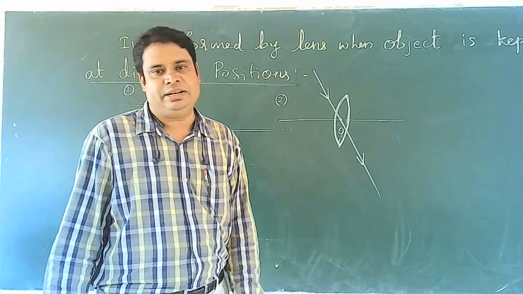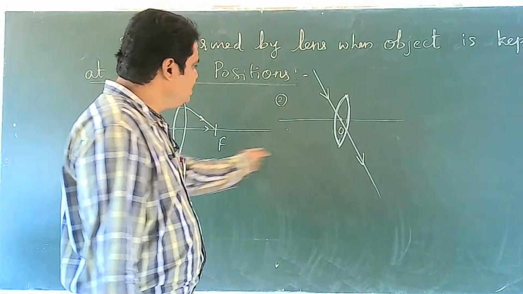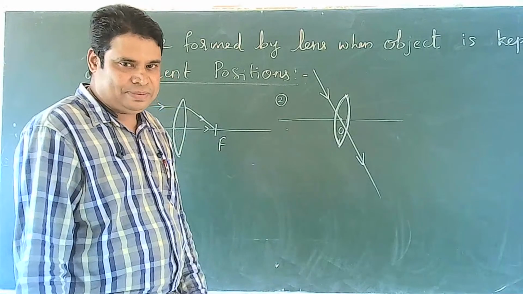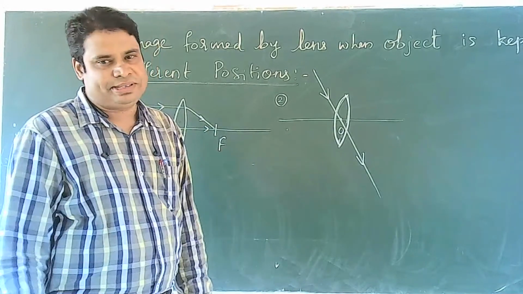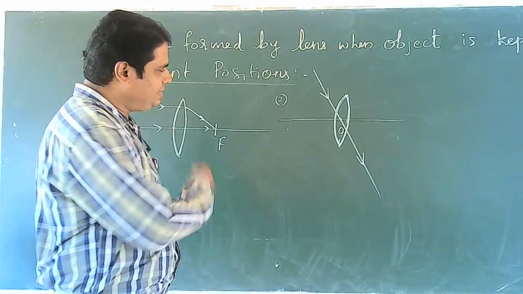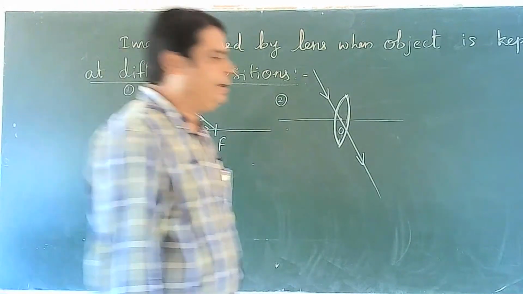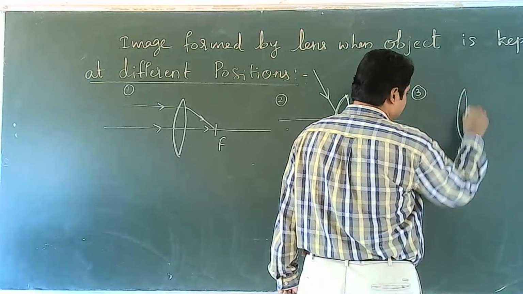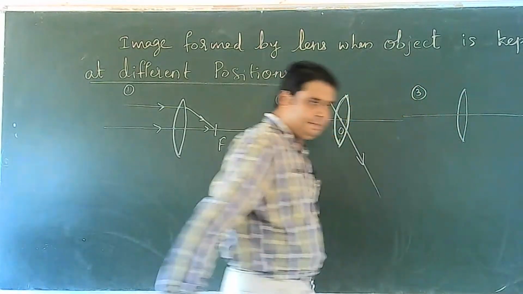So we have to consider thin lens. We are considering concave lens as a standard here, correct? So we can draw convex lens also. No need, this is enough if you understand. This is ray 3.